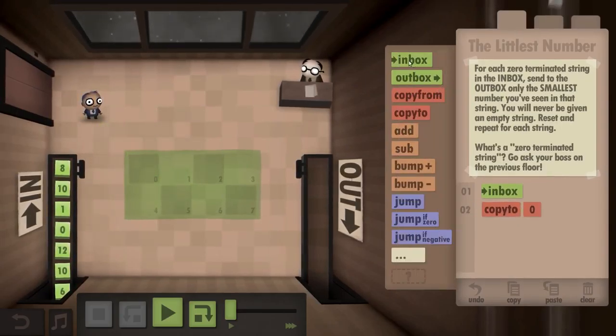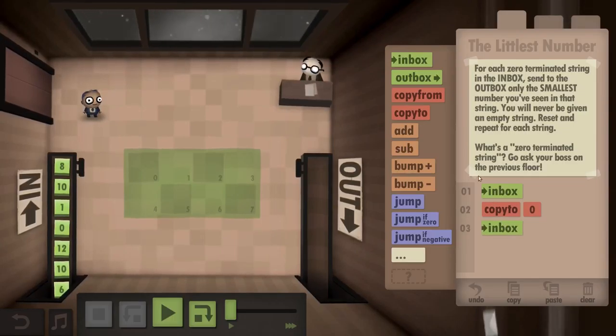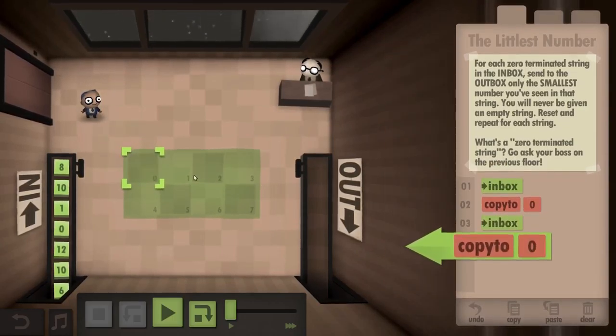All right, so what we need to do basically is subtract the number from the previous number. If it's negative, it's bigger, get rid of it. If it's not, throw it to the floor.